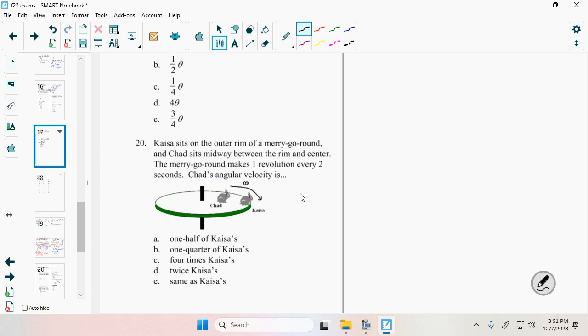Number 20, sure. So here, angular velocity. The angular velocity of a rigid body is always the same. Remember, however, that v equals omega r. So one way I could change this is to ask about Chad's linear velocity. Since he's half the distance, half of r, if this was not angular, it would be 1/2. So if it was just a linear velocity, it would be 1/2. You follow what I'm saying?